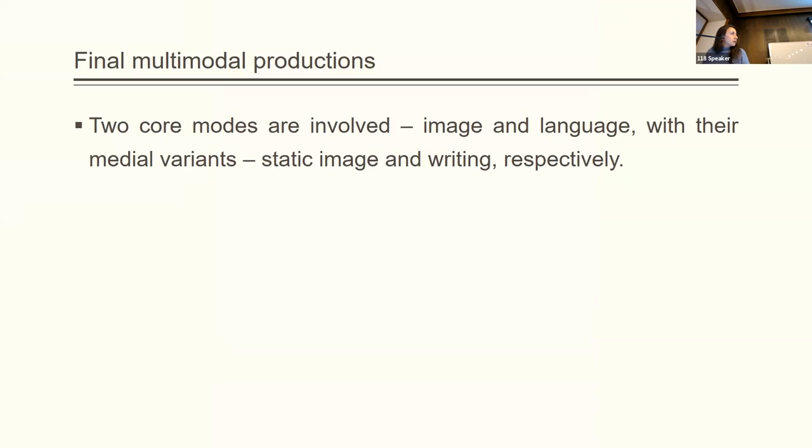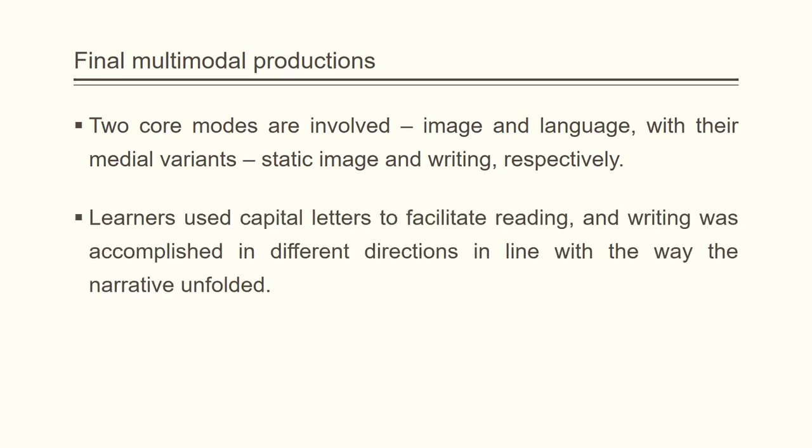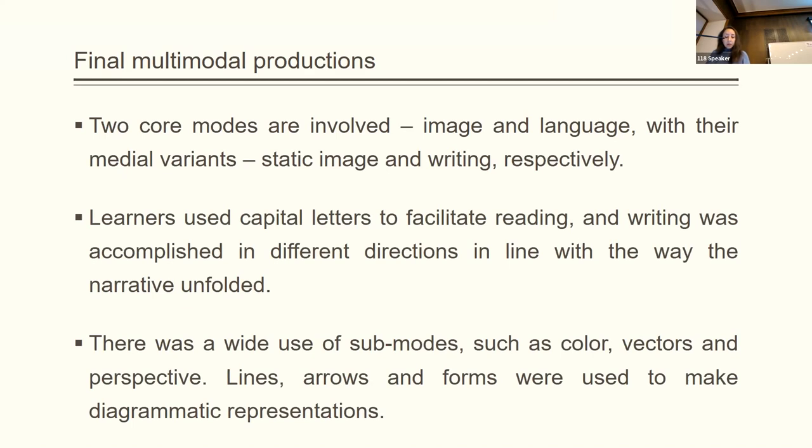So just to sum up, two core modes were involved in their final productions, basically image and language, but with their medial variants, static image, writing. Learners also used very often capital letters to facilitate reading, and writing was accomplished in different directions, so as to suggest, in a way, the direction of the narrative, which was to unfold in their drawings. And also there was a wide use of submodes, such as color, vectors, and perspective. Lines, arrows, and forms were used to make diagrammatic representations to show the relation of different elements in their representations.